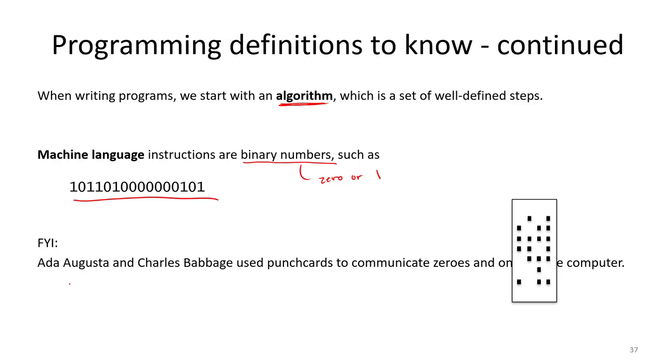And you can see, just a bit of trivia here, these punch card things. Turns out that Ada Augusta and Charles Babbage had to talk to computers using machine language. They would use these punch cards and punch little holes in the card in order to talk to their computers. And many of the early computers actually required these punch cards in order to perform tasks.